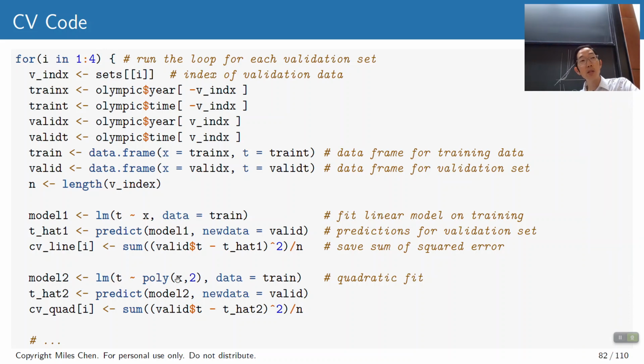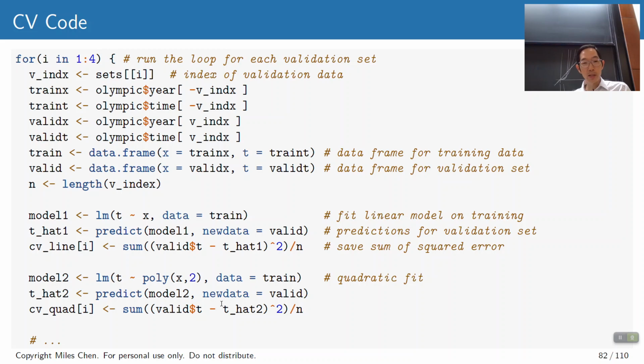I repeat the process, but this time I'm going to take my observations t and predict them using a second degree polynomial, poly x2. Using the training data, I'm going to get basically a W0, a W1, and W2. I'm going to use those parameters to make predictions on the validation set. That's going to be my t hat 2. I'm going to take the difference between the actual values and the t hat 2s, square that difference, add them up, and divide by n.